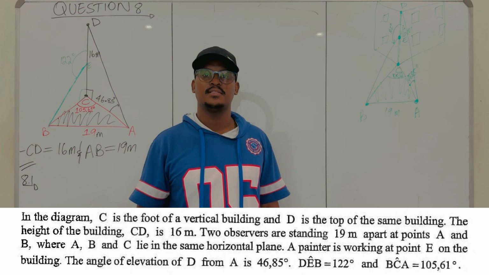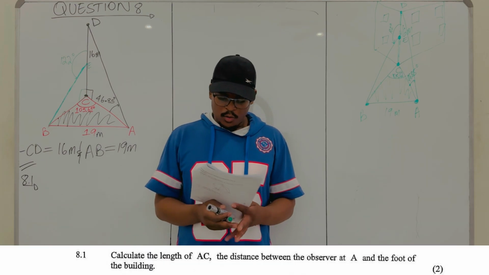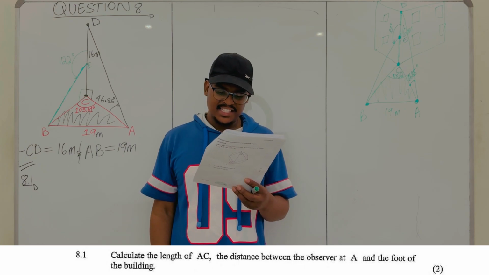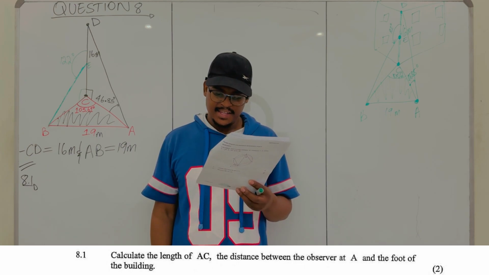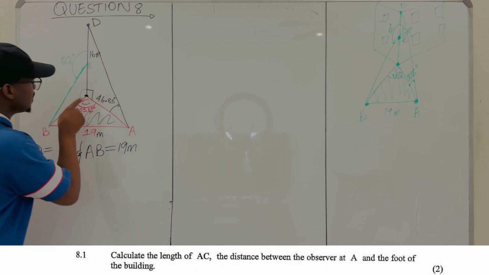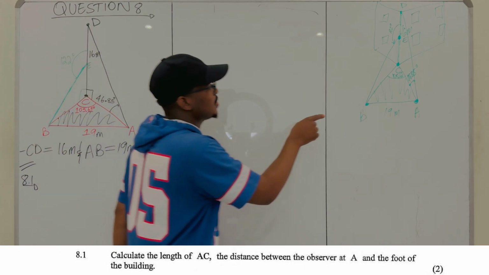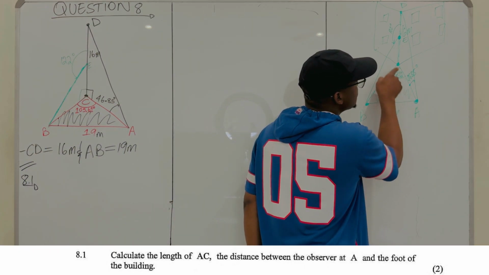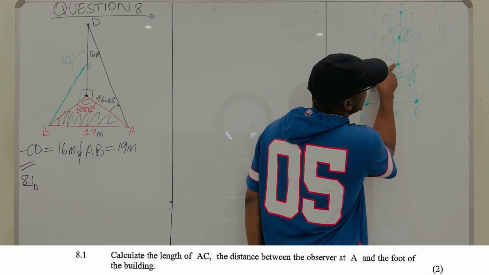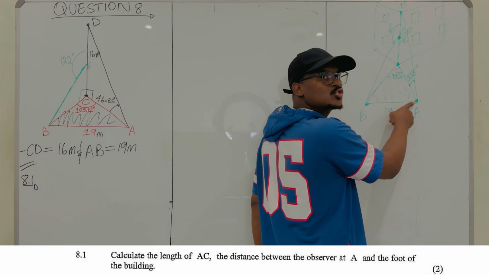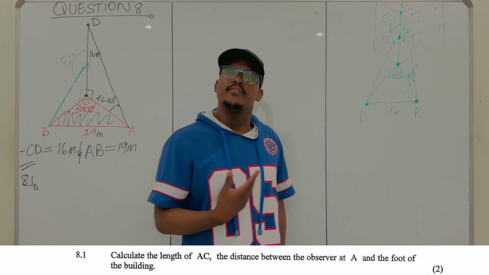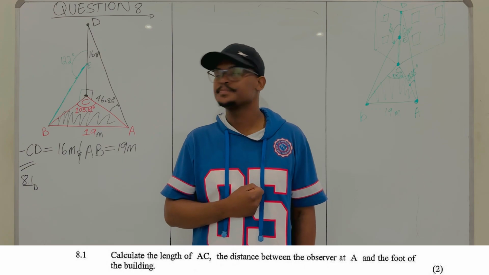and all other stuff. So what are they saying at 8.1? They are saying calculate the length of AC, the distance between the observer, A, and the foot of the building. So they want us to find AC, right? Here's AC, which is the distance, because this is the base of the building. This is the base or the foot of the building, the ground. And this is where another supervisor is sitting. So they want to know how far is the supervisor from the building.